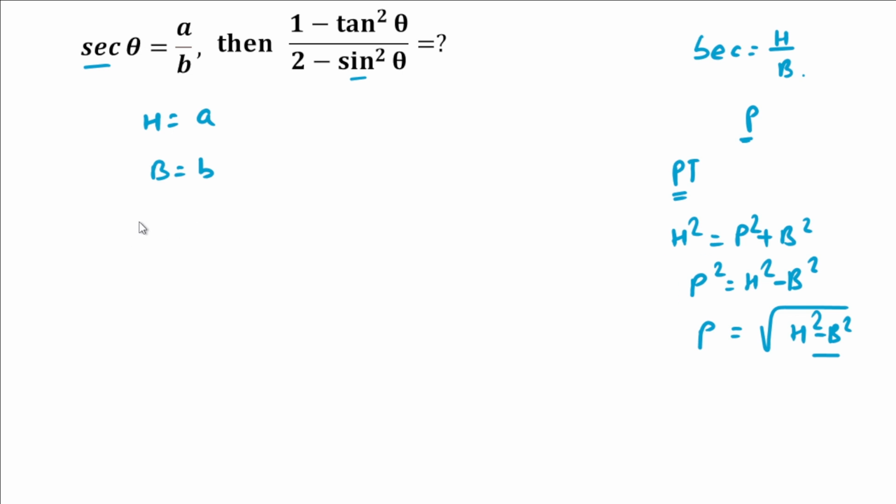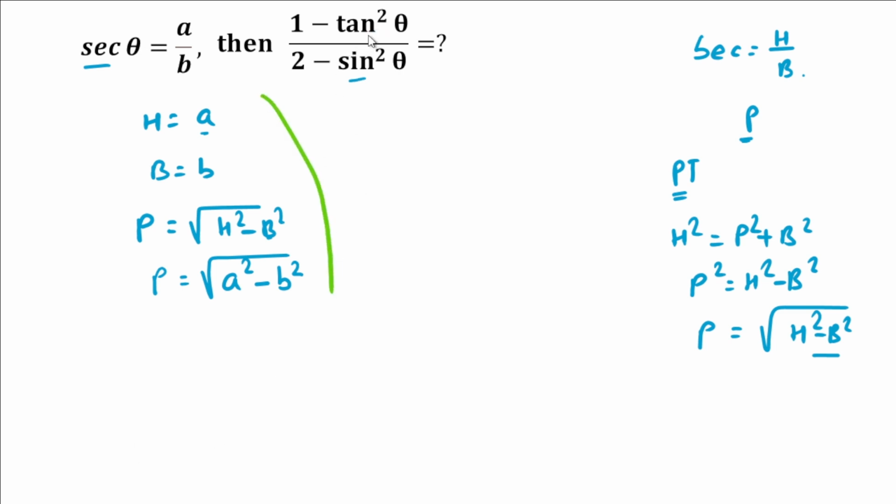Now from here we can calculate the perpendicular. Perpendicular will be square root hypotenuse square minus base square. Hypotenuse is a, so it is square root a square, and base is b, so it is minus b square. This is the value of perpendicular. Now quickly we'll solve this expression.